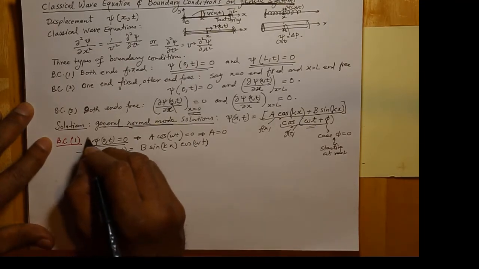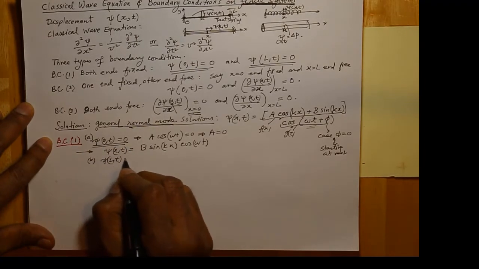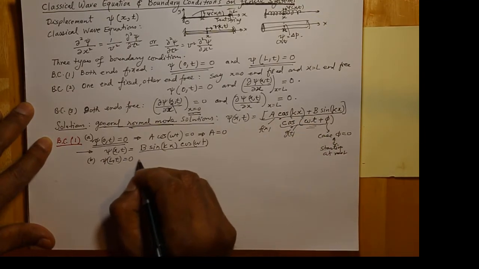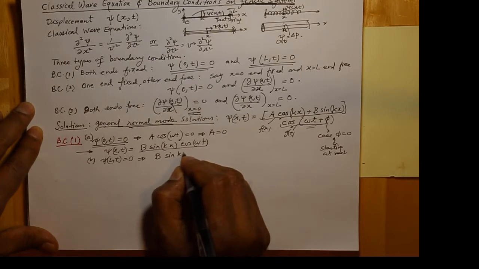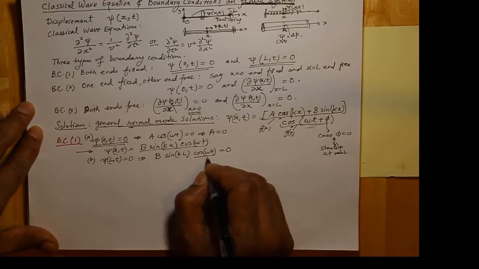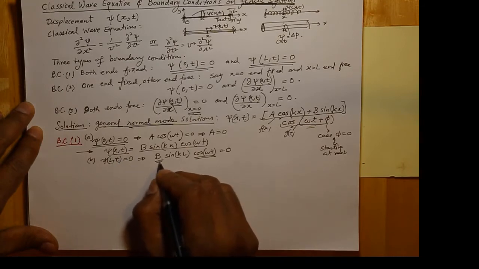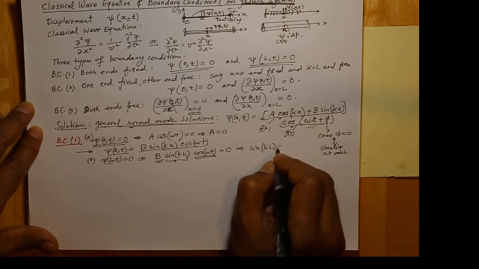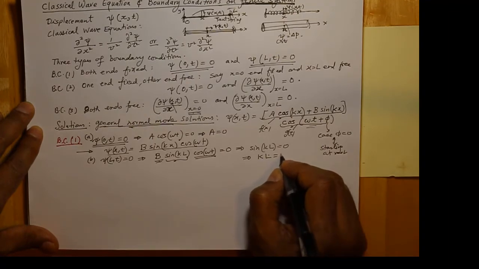Now, this is the first condition, and the other one I want to satisfy is psi at L equal to 0. So I don't go back to that; I just use this and try to figure out what those will be equal to. So this will be b sine kL cosine omega t equal to 0, and this is for all times, so that's not 0. If this was 0, then psi will be 0 identically, so this is not 0, so I require sine kL to be 0.